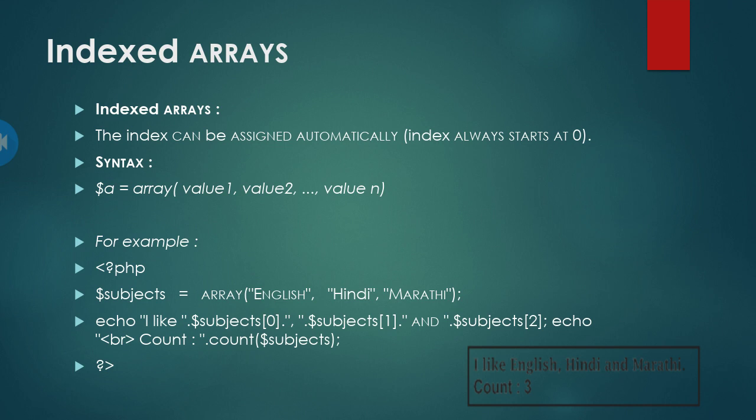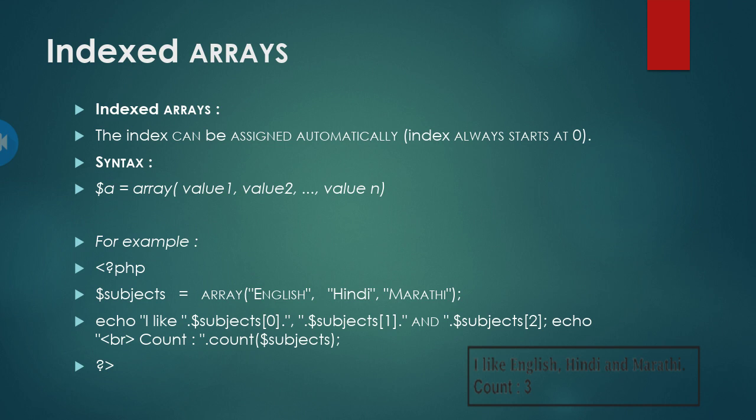So I have taken one example. Look at the example. In the PHP code, $subjects = array(). You want to create an array with values. The values in the array that you want to print are English, Hindi, Marathi. You have to write the values in double quotes.